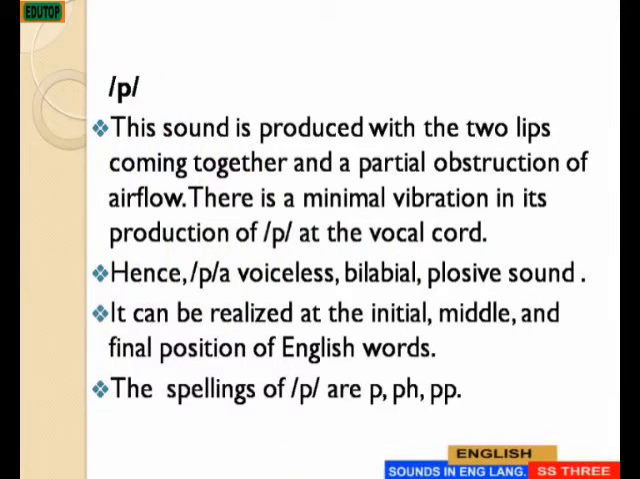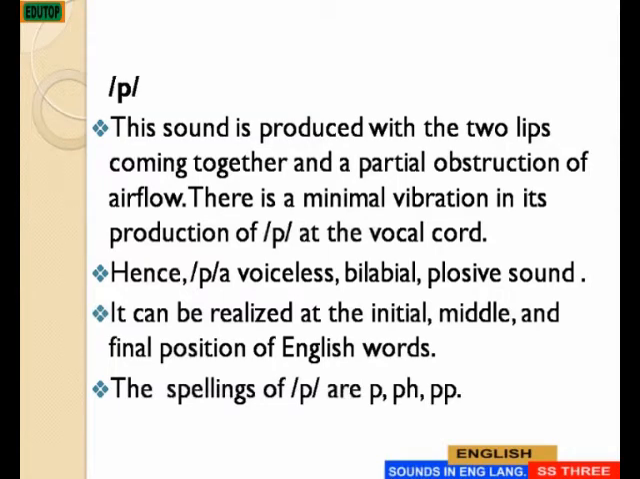P is produced with the two lips coming together and a partial obstruction of airflow. There is minimal vibration in the production of p at the vocal cord. Hence, it is a voiceless bilabial plosive sound. It can be realized at the initial, middle, and final position of English words. The spellings are P, PH, and double P.